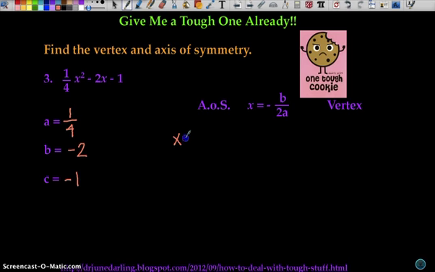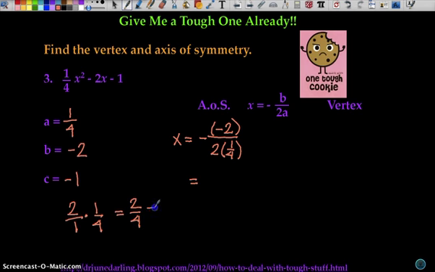B is -2, and C is -1. All right, axis of symmetry. x equals -b. B is -2, divided by 2 times a. Remember when you are multiplying fractions to change the 2 to be 2 over 1 times 1 over 4. Multiply straight across so you get 2 over 4 and then simplify so you get 1/2. Negative times a negative is positive, so we have a positive 2 on top over 1/2.